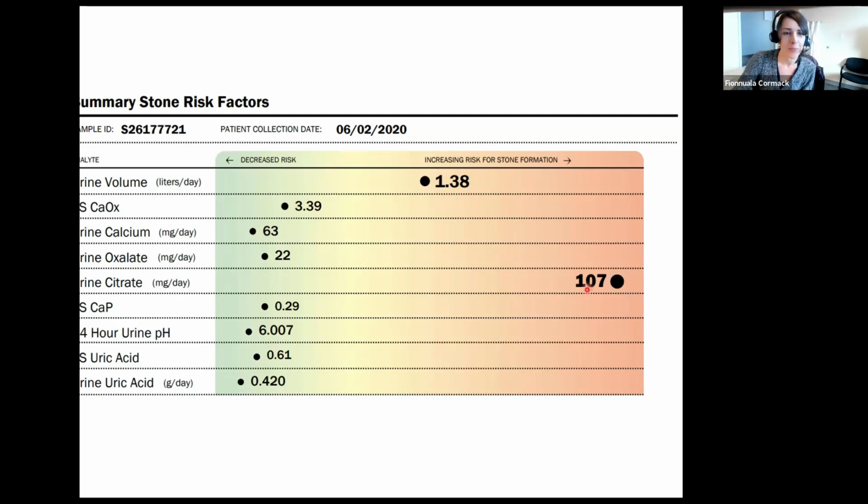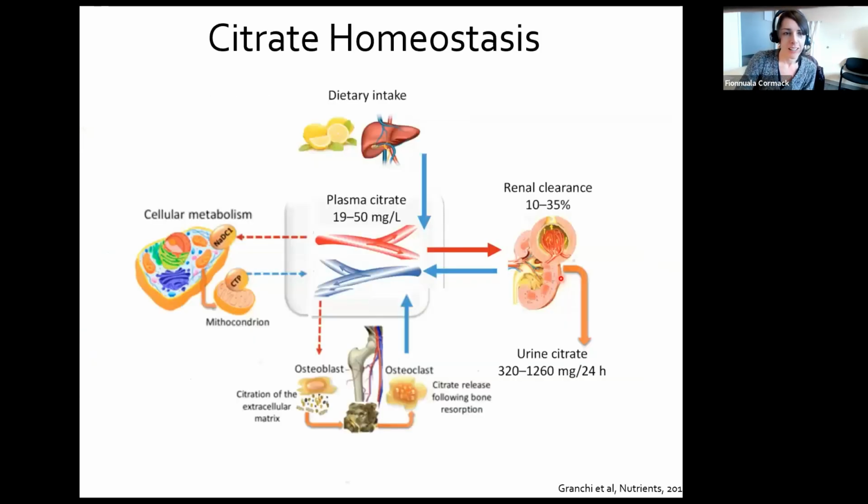And of course, because we're talking about citrate, you see here that this patient has a urinary citrate of 107 milligrams. So there are 4 domains to citrate homeostasis: dietary intake, GI absorption, kidney metabolism, and of course cellular metabolism, which most of us were introduced to in medical school. And also the bone is actually a major reservoir for plasma citrate.